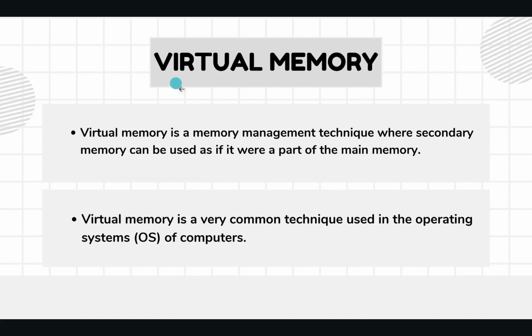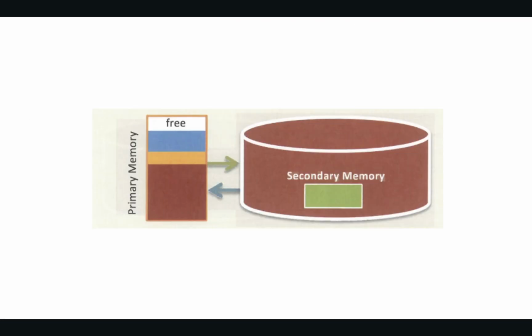Let's talk about virtual memory. It's a bit hard to understand, but I think we could try. Virtual memory is a memory management technique where secondary memory can be used as if it were a part of the main memory. And virtual memory is a very common technique used in the operating systems of computers. Let's look closer at it by the use of an example.